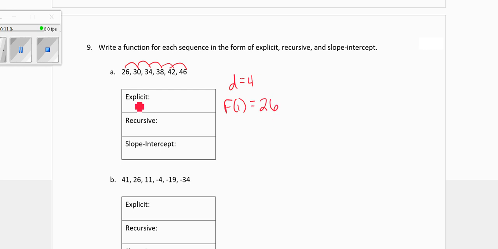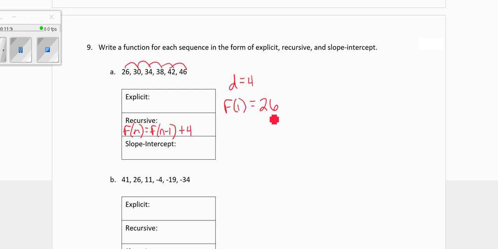So let's start with my recursive formula. My recursive formula is going to be adding the 4 each time. So I'm going to take my previous term, whatever it may be. So f of n equals my previous term, f of n minus 1, and I'm going to add 4 each time. So plus 4.